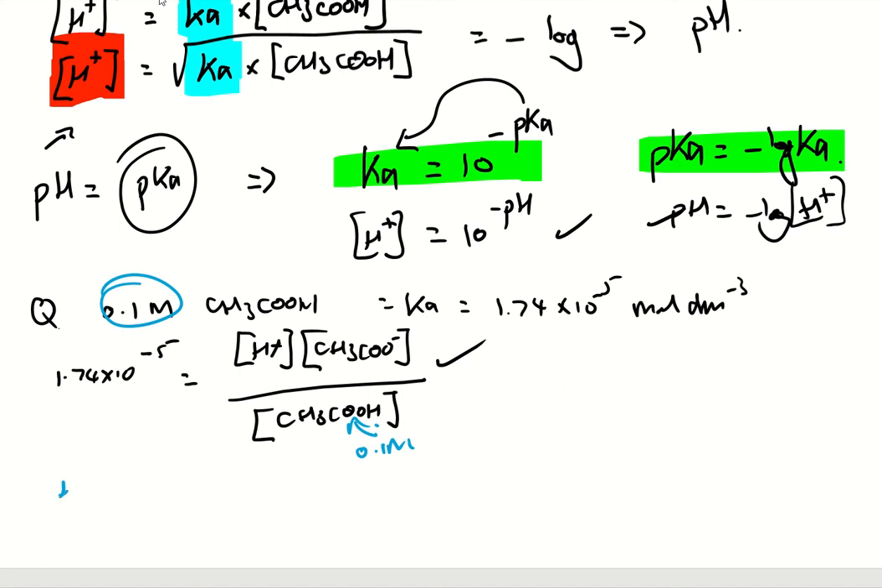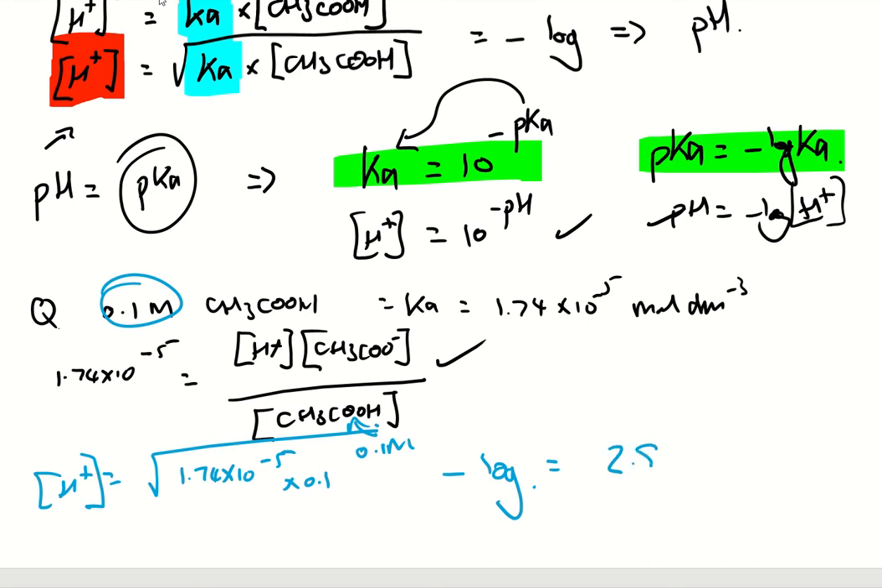So we rearrange this so that H plus equals the square root of 1.74 times 10 to the minus 5 times 0.1. That gives us our H plus ion concentration. And of course all we do then at the end is take the minus log of that, which gives us a value of 2.88 as our pH in this instance. Okay, so that's it really. There are ones that get a little bit trickier than that, but the principle is there. So we'll have a look at another one here.